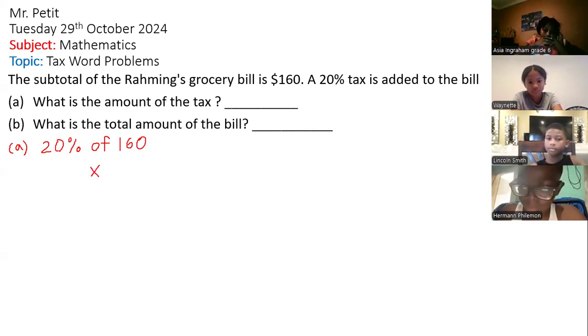Lincoln, what is 20% as a fraction? 20 over 100. 20 over 100, very good. So it's gonna be 20 over 100.